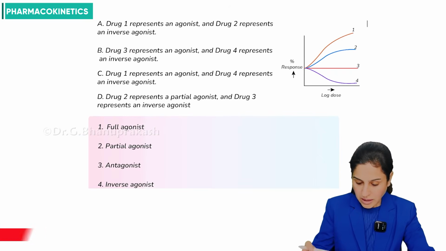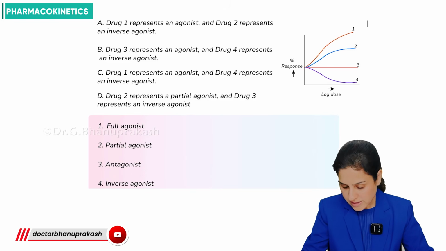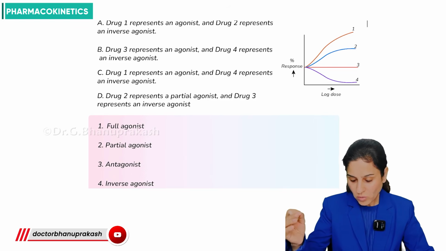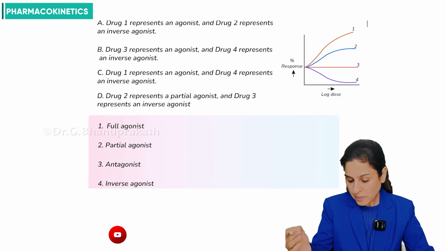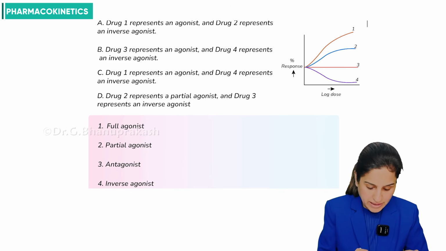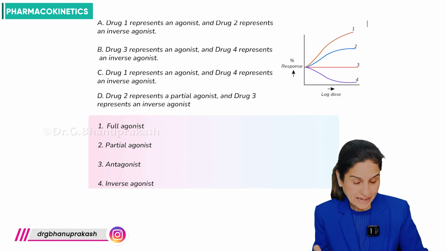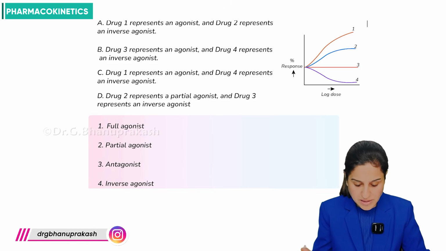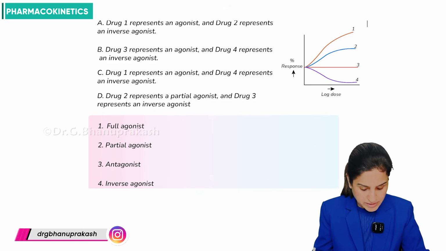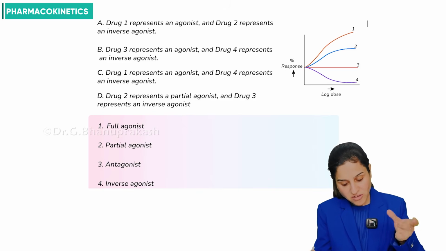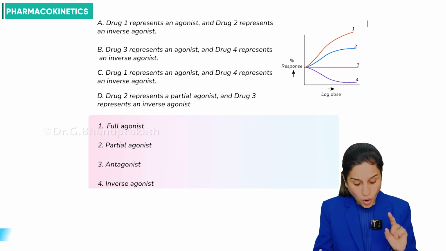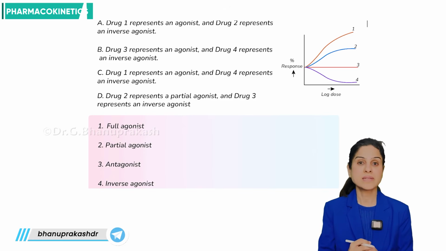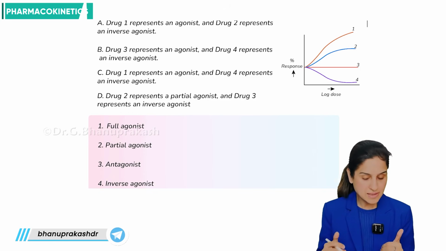So this is a graph which is shown of a response versus log dose response curve, and there are four graphs, like one curve is number 2, number 3, number 4. You're asked to identify. So let's see. Drug 1 represents an agonist and drug 2 represents an inverse agonist. Drug 3 represents an agonist, drug 4 represents an inverse agonist. Drug 1 represents an agonist and drug 4 represents an inverse agonist, or drug 2 represents a partial agonist and drug 3 represents an inverse agonist. So let's see which of the following is the correct statement.